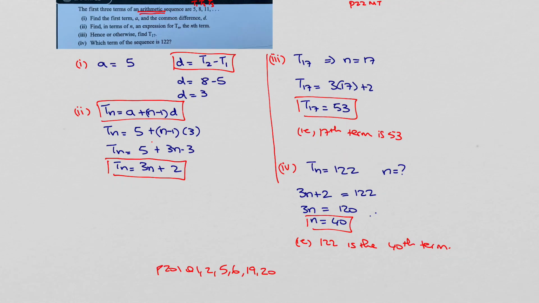So you're going to do page 201, questions 1, 2, 5, 6, 19 and 20.